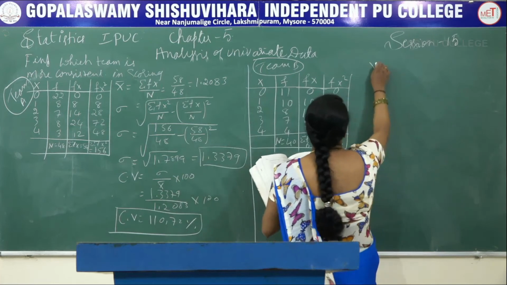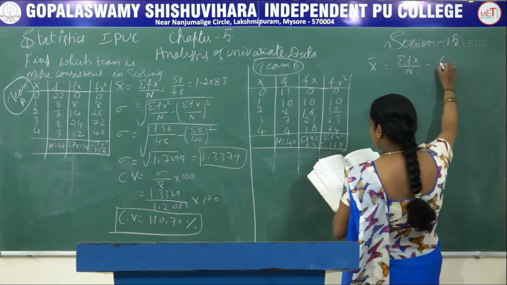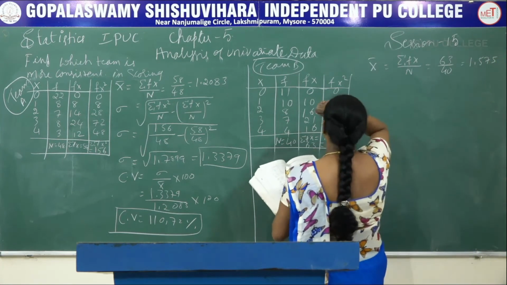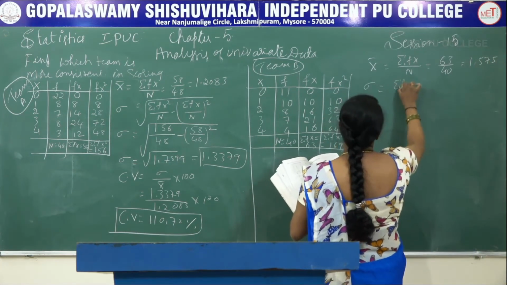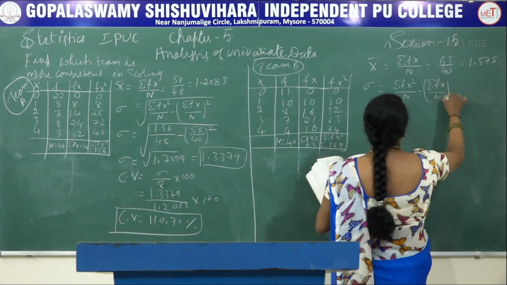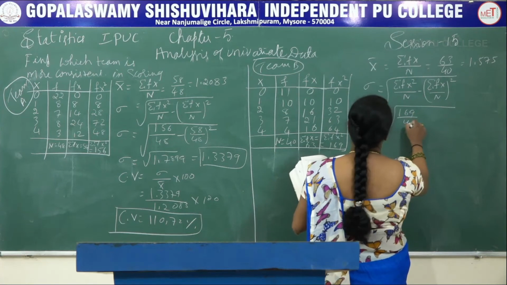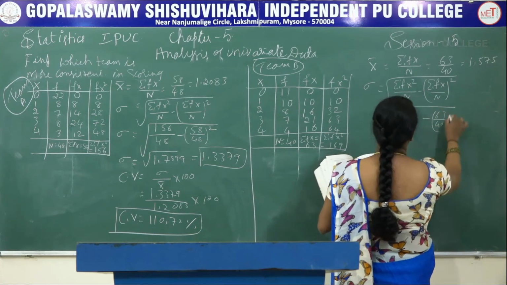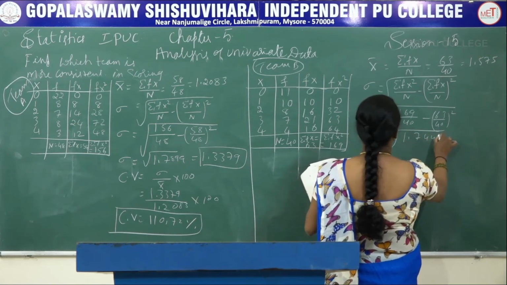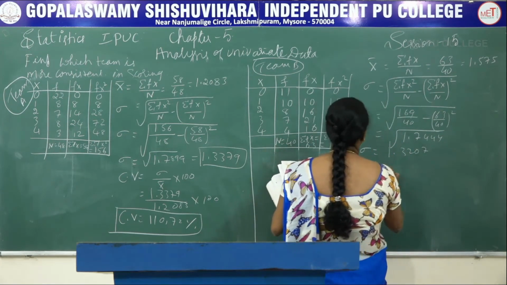Next is find x bar. This is summation of fx divided by n. This is 63 by 40, that is 1.575, and sigma is the square root of summation of fx square divided by n minus summation fx by n, the whole square. This is square root of 69 divided by 40 minus 63 divided by 40, the whole square, and this is square root of 1.7444, and sigma is 1.3207.